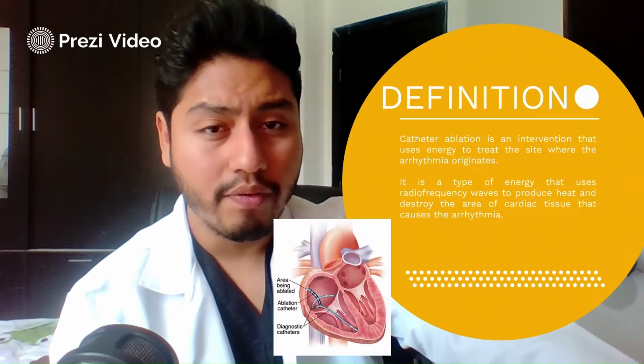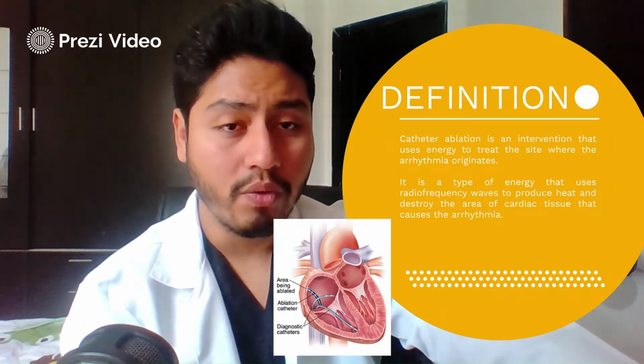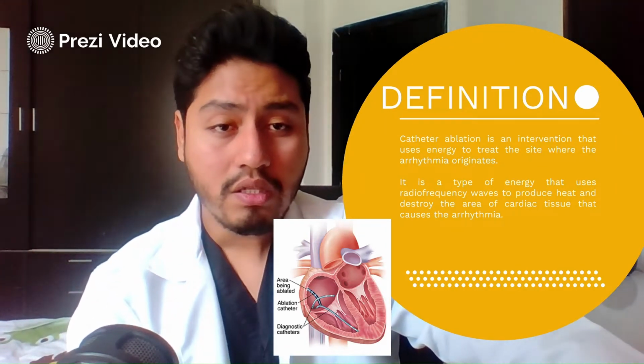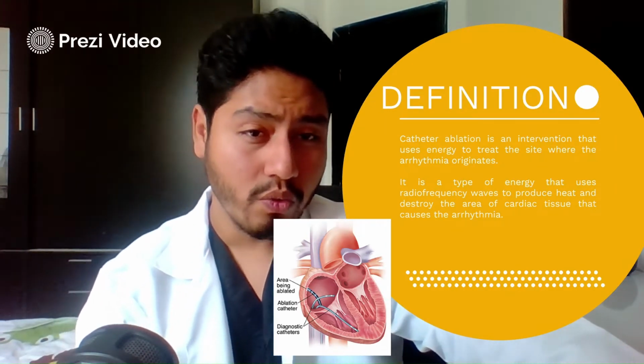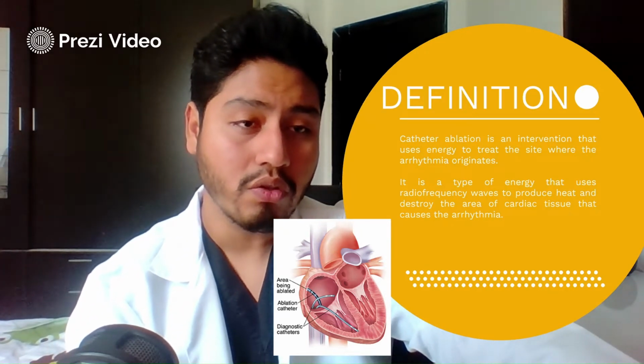In the definition, catheter ablation is an intervention that uses energy to treat the site where the arrhythmia originates. It is a type of energy that uses radio frequency waves to produce heat and destroy the area of cardiac tissue that causes the arrhythmia.